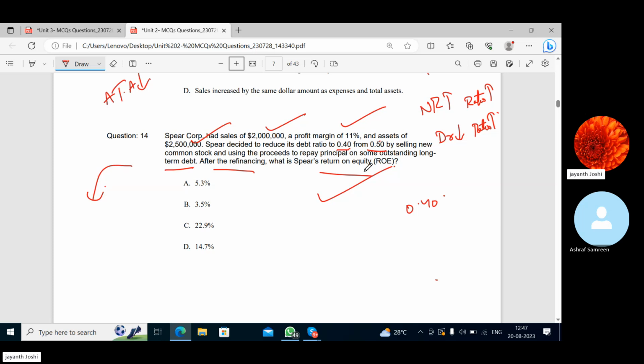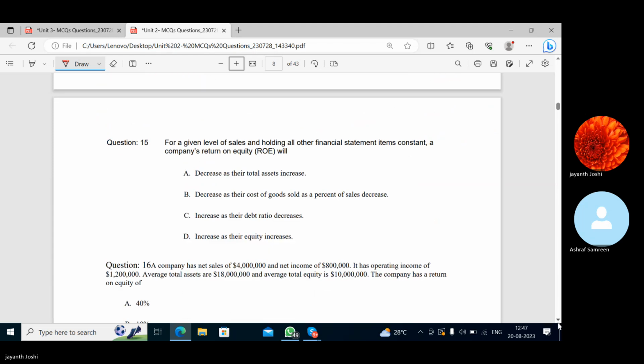According to me, you will find some difficulty with this question also, because there is some mention of long-term debt and the debt to equity ratio kind of topic. Yeah, we have not done it. So we will leave the 14th one. You can make a note: 14 to be discussed. You can do this.